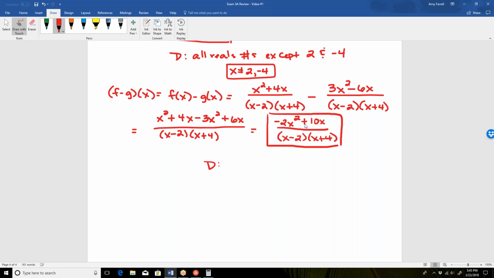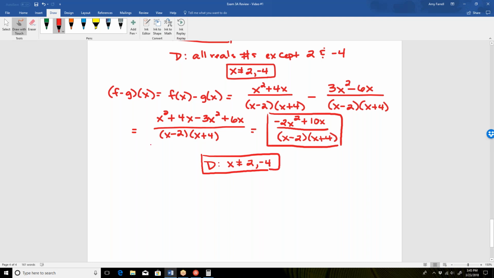Our domain is, once again, that we do not want x to be 2 or negative 4. 2 would make this factor 0, meaning the entire denominator would be 0. Negative 4 would make this factor 0. So same domain as we had above.